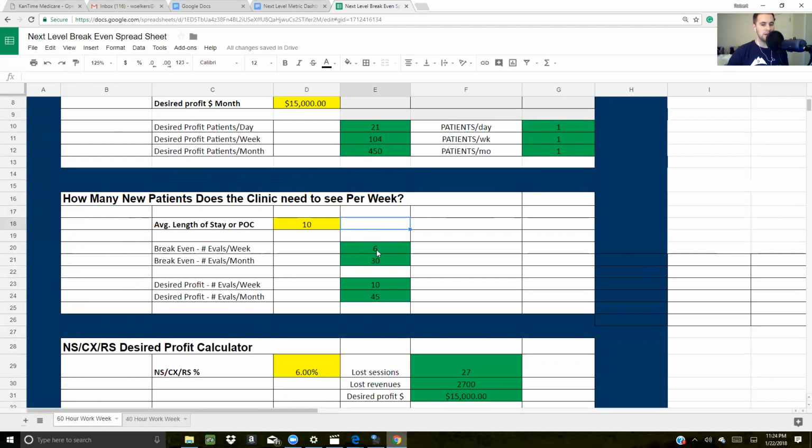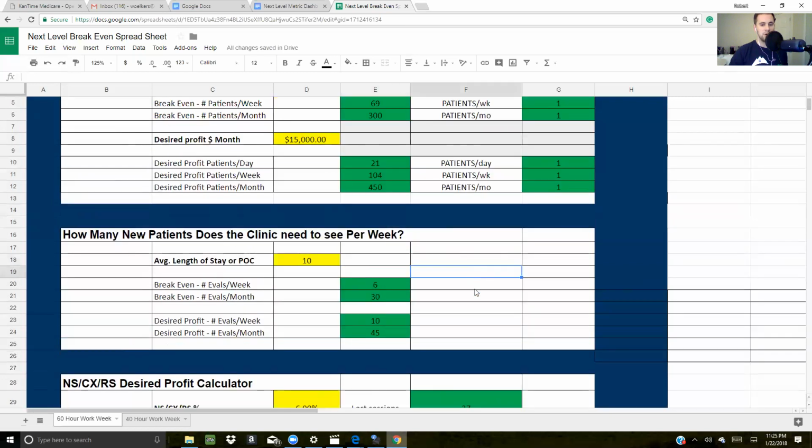Break even for the week, I'll need to see 6 evals. Break even evals per month, I want to see 30. Desired profit. So if I want to make 15K, I need to see 10 evals for this clinic per week. And if I want to make 15K, I got to average 45 evals here.